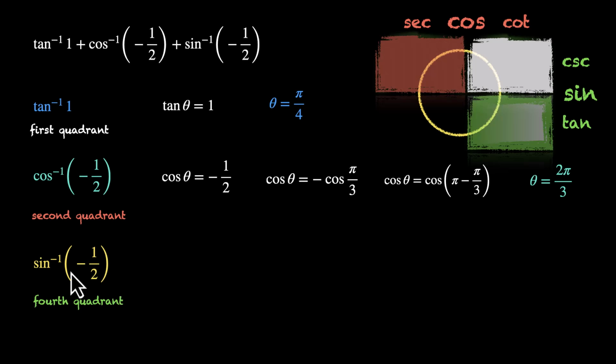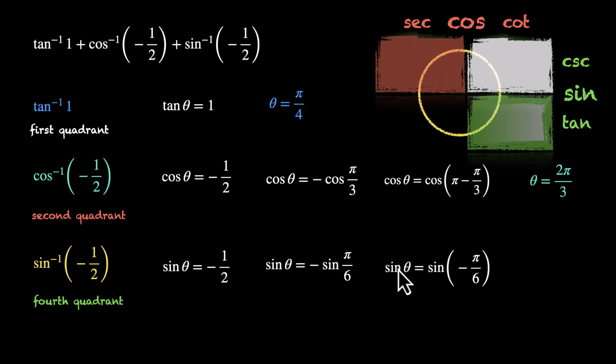Third one, sine inverse minus half. We need an angle theta in the fourth quadrant for which sine theta is equal to minus half. Now sine theta is half for 30 degrees, which is pi by 6, which means it's minus 30 degrees or minus pi by 6 for minus half. Sine theta is equal to minus sine pi by 6, or we can say that sine theta equals sine of minus pi by 6. Comparing, we can see that theta is equal to minus pi by 6. So the principal value for sine inverse minus half is minus pi by 6.